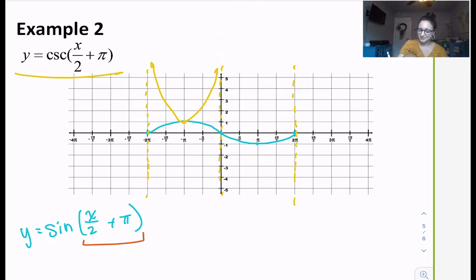And wherever you had a min, you're now going to have a relative or a local max. So follow the asymptotes. Okay, and that's that.